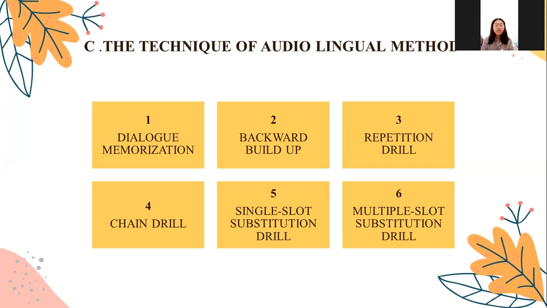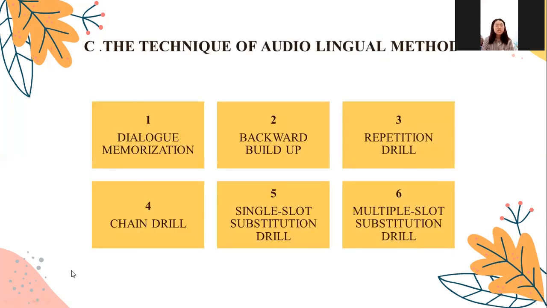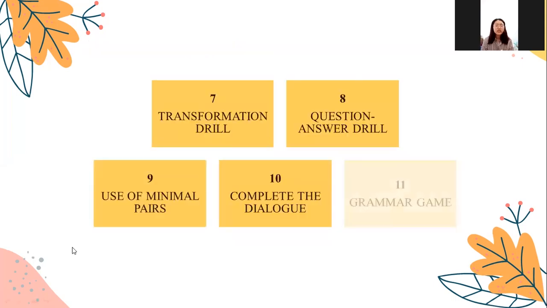The next one is multiple slot substitution drill. This technique is similar to the previous one, but the difference is only in the part that students need to complete. In the gap section, the teacher gives some instructions for different slots. The next one is transformation drill, where the teacher asks students to change positive sentences into negative, or active sentences into passive sentences, etc.